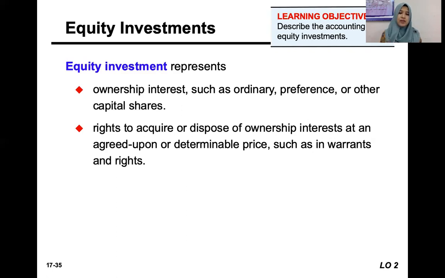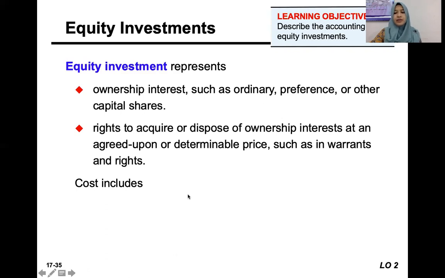We talked about warrants in the previous chapters, right? Warrants or rights are the certificate certifying that we have certain rights to buy the shares of the company at a specific price, which is normally lower than the market price. So equity investment could be either the interest in the ownership of ordinary or preference shares, or it could be the rights in the form of warrants or share rights.